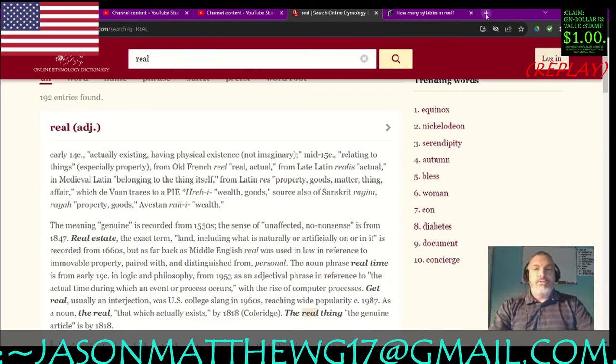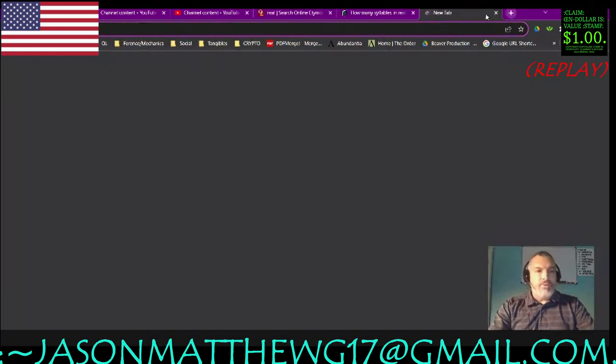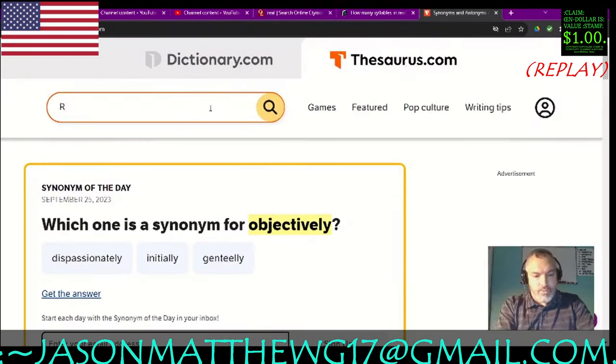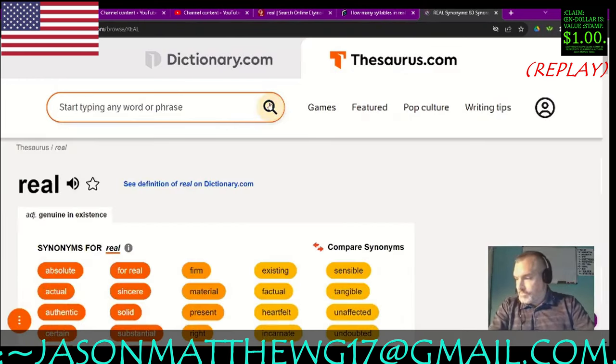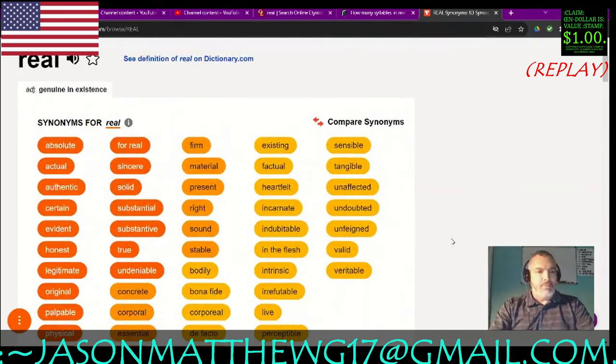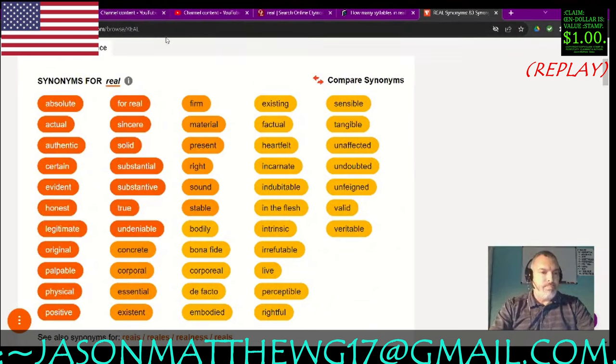So the one way to solve this problem would be to go to a thesaurus and type in the word real, and look for some positive performance words that you could use. So absolute, that's out of the question because it's a vowel in front of a consonant, and a vowel in front of a consonant means no. Keep that in mind. Authentic would be one you could consider. Certain would be okay. Honest.